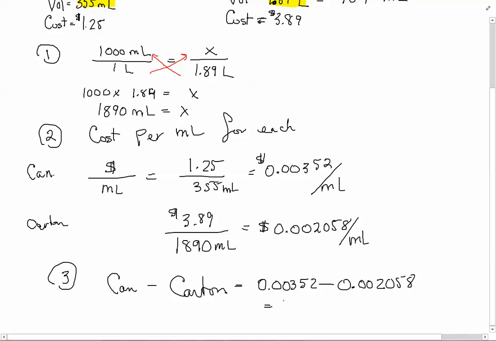And so our savings is 0.00146, and that's in dollars. Remember that for every dollar there's 100 pennies, so if I converted this to pennies, this would be 0.146 cents. So not even a full penny per milliliter.